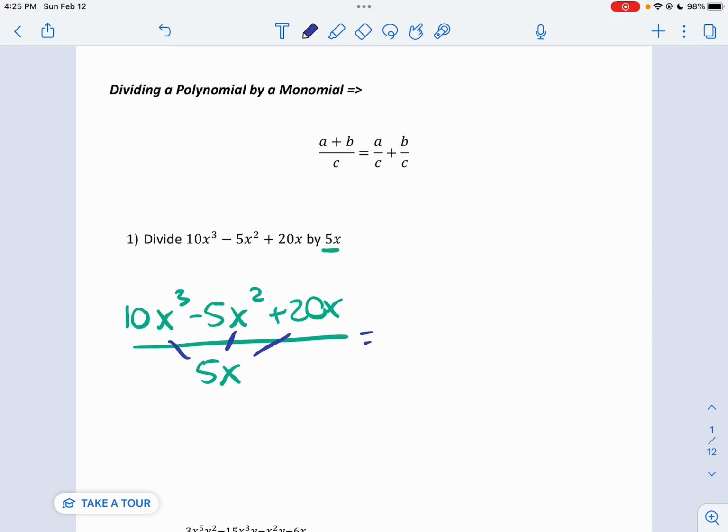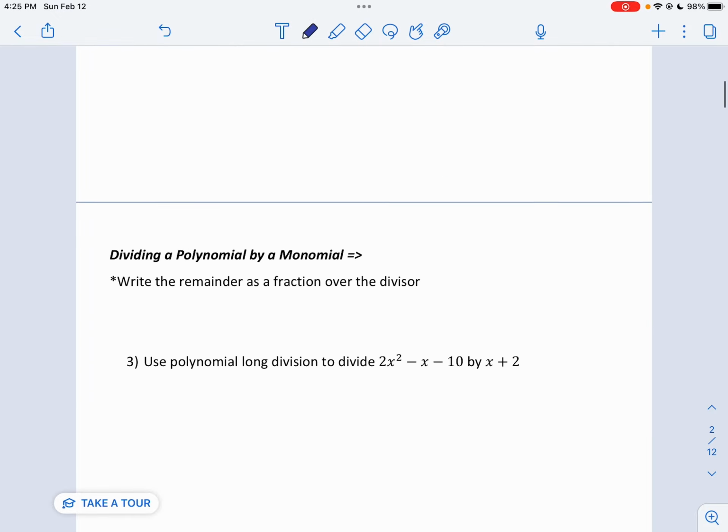So when I divide 5x into the first term, I'm going to get 2x squared. When I divide 5x into negative 5x squared, I'm going to get negative x. And 20x divided by 5x is plus 4. So this is the polynomial you get when you divide that original polynomial by 5x.